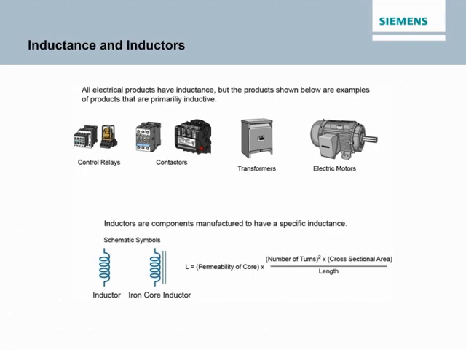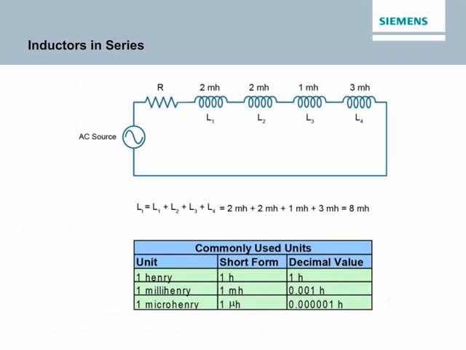Inductance is designated by the letter L. The unit of measurement for inductance is the Henry, which is symbolized by the small letter H. In the accompanying circuit, an AC source supplies electrical power to four inductors. Total inductance of series inductors is equal to the sum of the inductances.